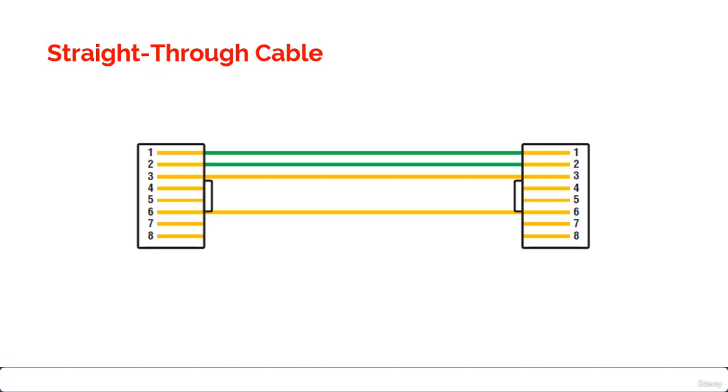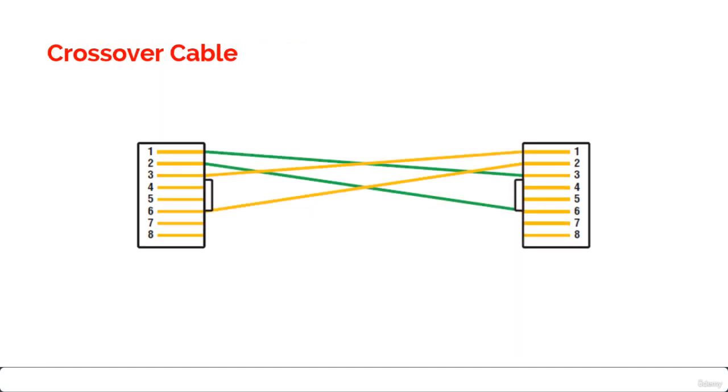Just remember that this would be a 10/100 Ethernet only cable, so it wouldn't work with 1000 Mbps Ethernet, voice, token ring, ISDN and so on. It's just a simple straight through cable. The next is crossover cable.